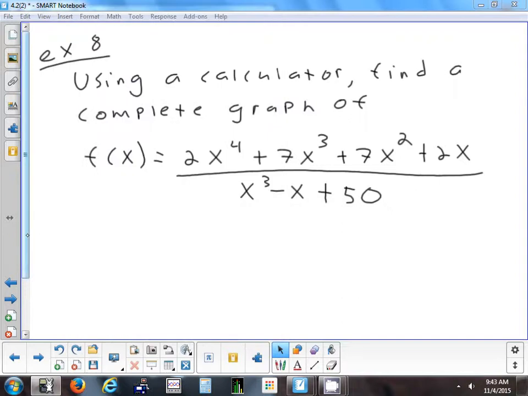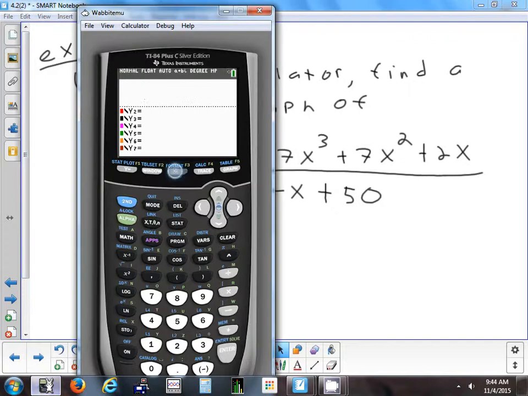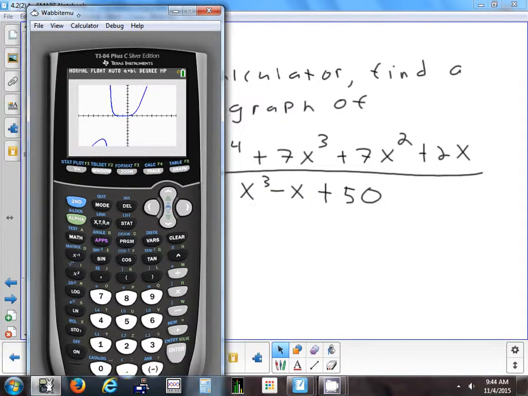Okay, because they're asking for a complete graph. Okay, so I'd want to see the window. All right, let's try zoom 6. Can you move your calculator over? A little bit.